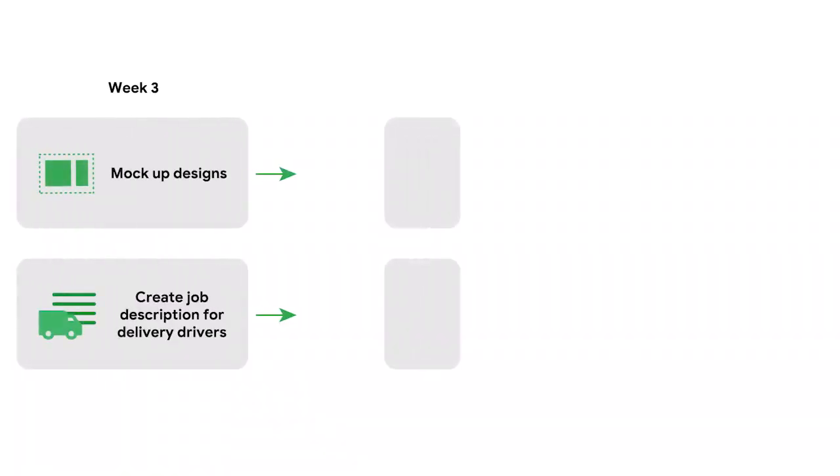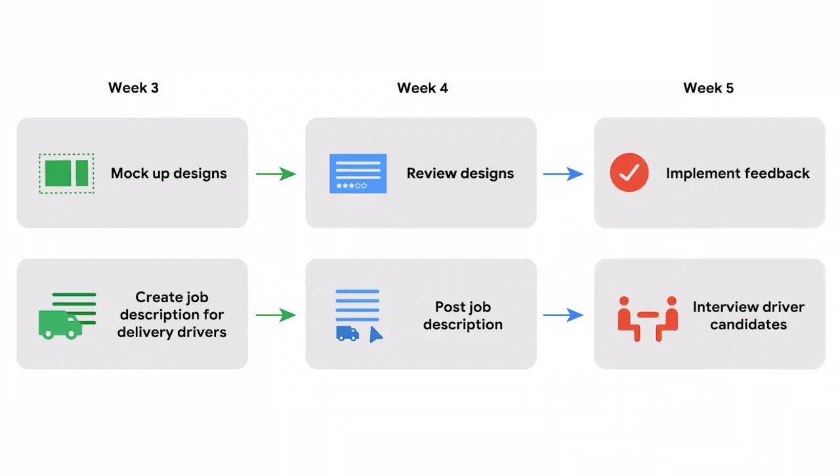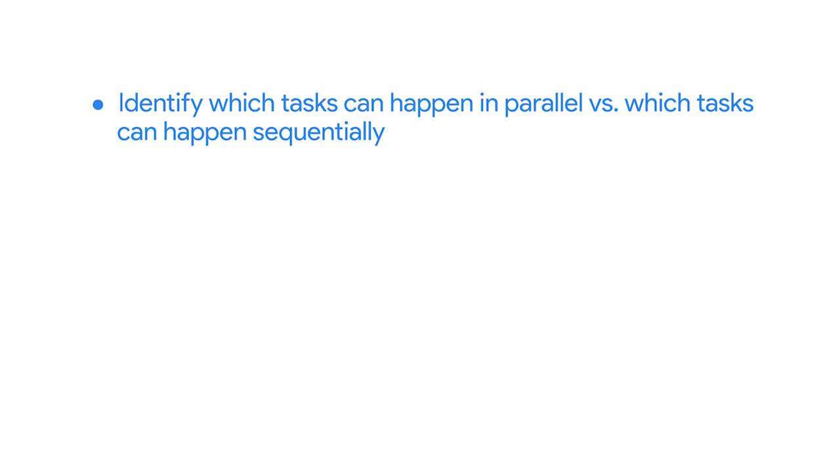The longest path is your critical path. There are a few factors that can impact capacity and capacity planning. First, you need to be able to identify which tasks can happen in parallel, which means they can happen at the same time as other tasks. You will also need to identify which tasks can happen sequentially, meaning they must happen in a specific order.